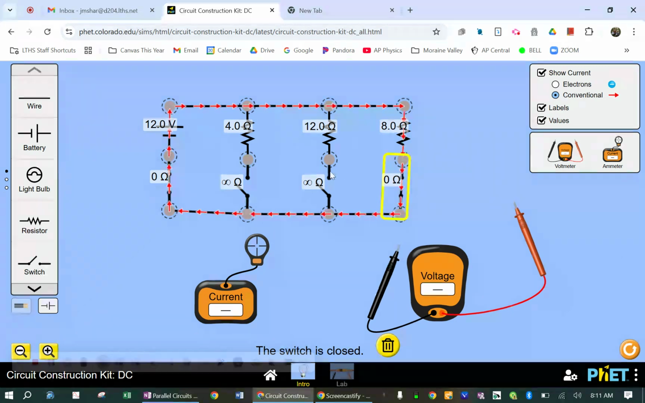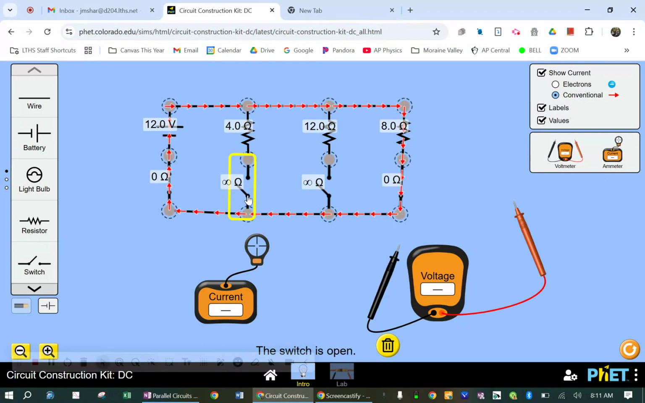If I add another resistor in parallel, so I'll add this guy over here. Boom. Now I want you to notice what happens to our total current leaving the battery. So here's that resistor off, here's that resistor on. This current clearly increased, okay?